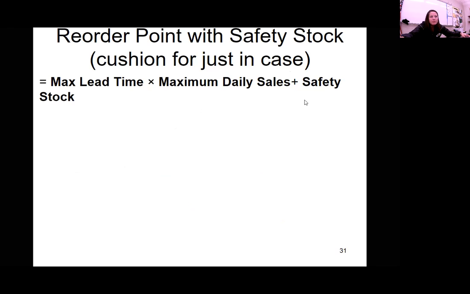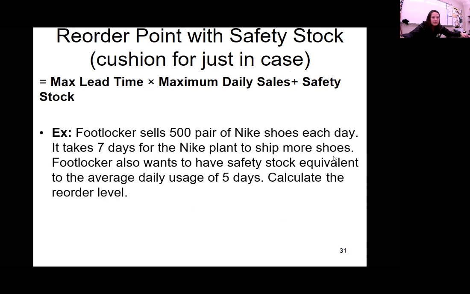Now, this is the same thing, but you're going to have a little cushion. You're going to have some safety stock. So same equation. You've got your 500, that's how many sneakers you sell a day. This is how long it takes to ship. But Foot Locker is going to order 5 days' worth of safety stock. So you're going to do an additional 5 days times your normal 500. So you're going to order an additional 2,500 pairs of sneakers.